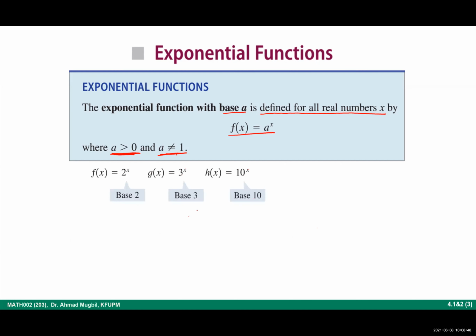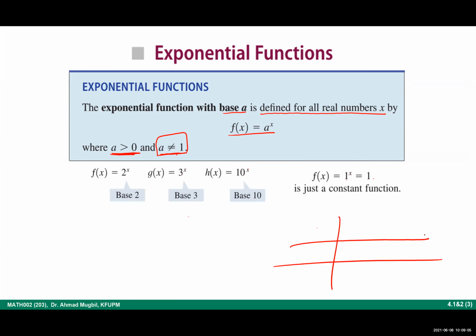Okay. Now, why can a not be 1? Because if a equals 1, what will we have? We will have 1 to the power x. What is 1 to the power x for any real number x? It is 1. So this is a constant function. The graph is a horizontal line. This is not exponential at all. So this is why they take it out from the exponential functions, because it is a constant function.